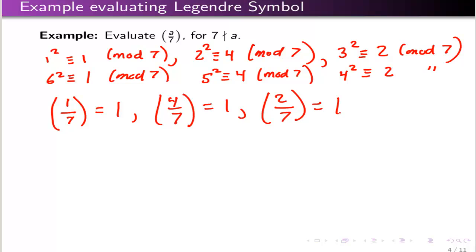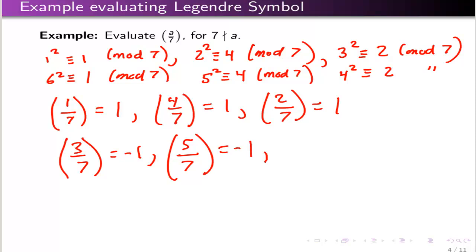So 1, 4, and 2 are the quadratic residues where the Legendre symbol is +1, and then the remaining 3 values, 3, 5, and 6, all come out to be -1.